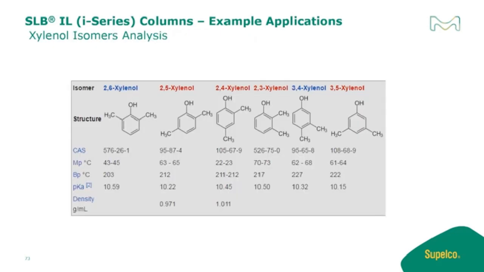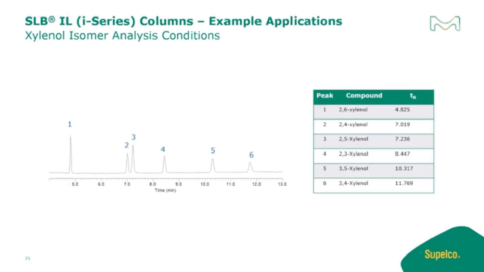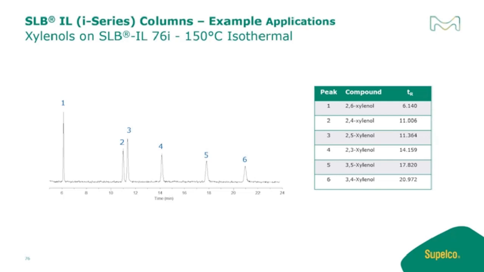We also looked at some xylenols. Again, a little bit more functionality, something different, some other isomers. Again, isothermal analysis. And you can see good resolution of all 6 of the xylenol isomers on the SLB-IL60i. Good peak shape, easily quantitated. Here's the 76i, slightly different elution pattern. As you can see, peaks 2 and 3 are a little bit closer eluting, but still baseline resolution of all these xylenol isomers.